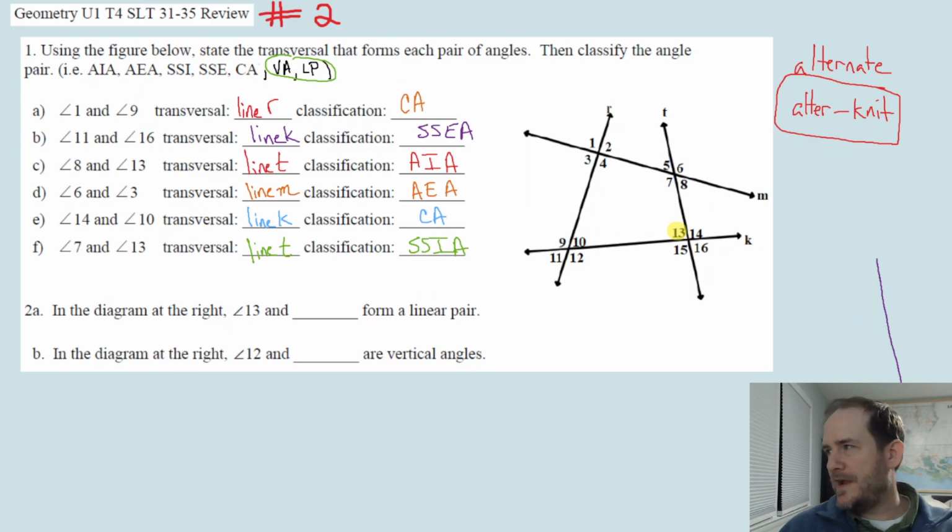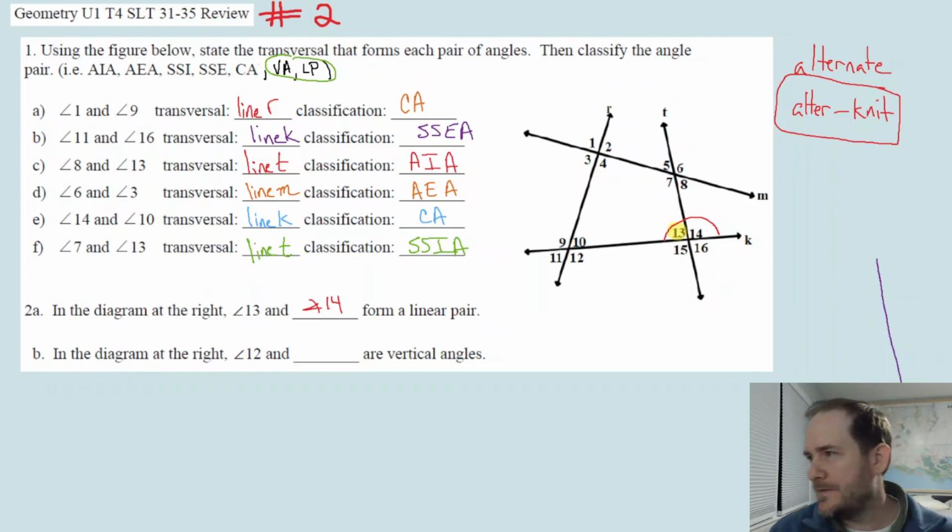So there's two different angles that form a linear pair with 13. You could do 13 and 14. They form a nice straight line. Or you could do 13 and 15. It only wants one or the other though, so just pick one. I'm going to go with 14. If you said 15, that's fine too.